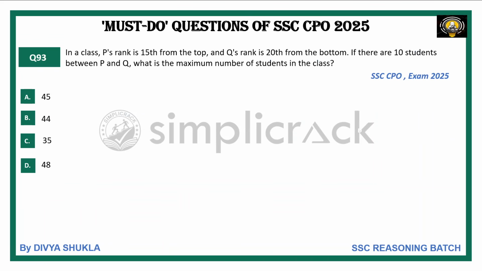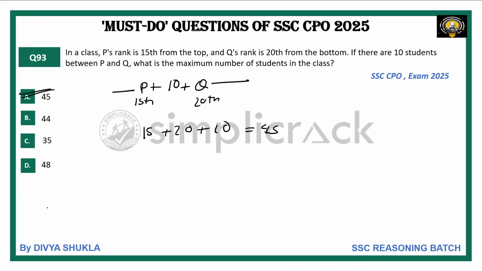In a class, P's rank is 15th from the top and Q's rank is 20th from the bottom. If there are 10 students in between, what is the maximum number of students? P is 15th from the top, and Q is 20th from the bottom. This is the case for maximum students. In case of maximum students, you just have to take the students in between and add them. So 15 plus 20 plus 10, 45 would be the correct answer for this question. Let's see the next one.